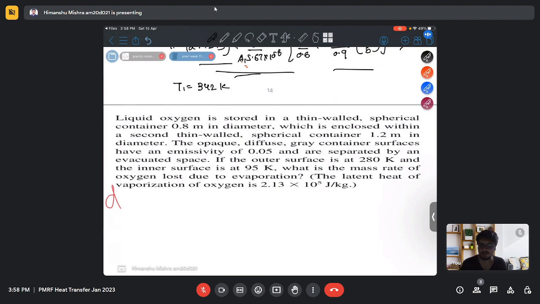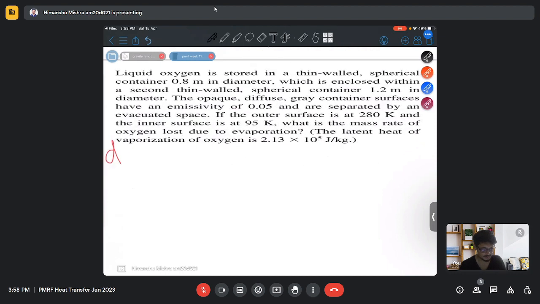So liquid oxygen is stored in a thin walled spherical container of 0.8 meter in diameter, which is enclosed within a second thin walled spherical container of 1.2 meter in diameter. The opaque diffusive gray container surfaces have an emissivity of 0.05 and are separated by an evacuated space. If the outer surface is at 280 Kelvin and the inner surface is at 95 Kelvin, what is the mass rate of oxygen lost due to evaporation?